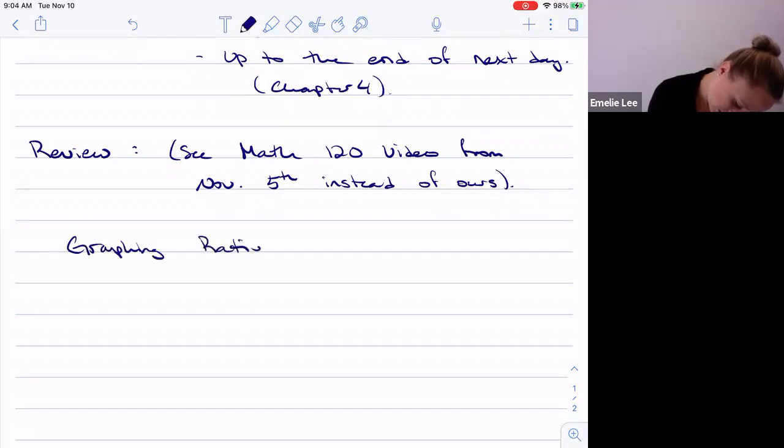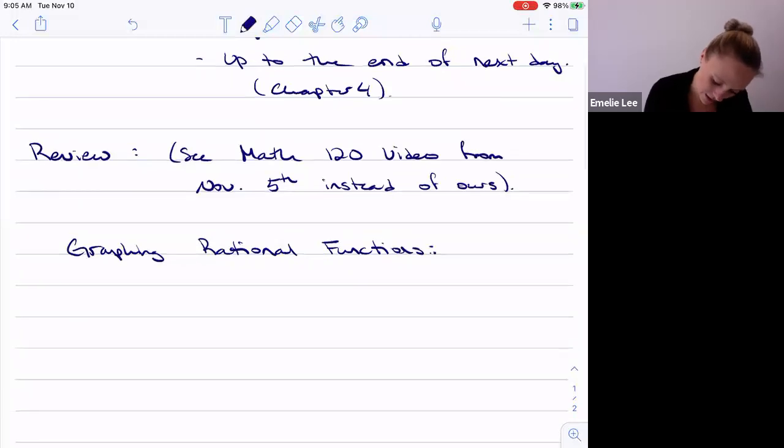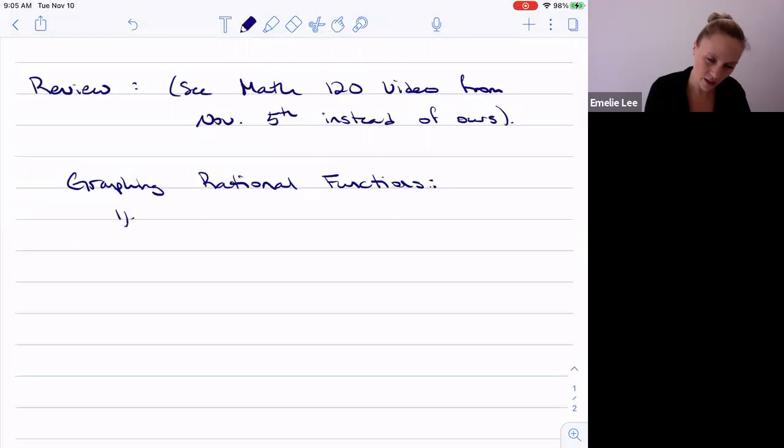Okay, so we were graphing rational functions. Rational functions, right, are a polynomial over a polynomial. And we had established a framework, right? So some step-by-step things that we're going to do to graph this thing. And remember, we're just sketching, and then we're going to check our work using Desmos.